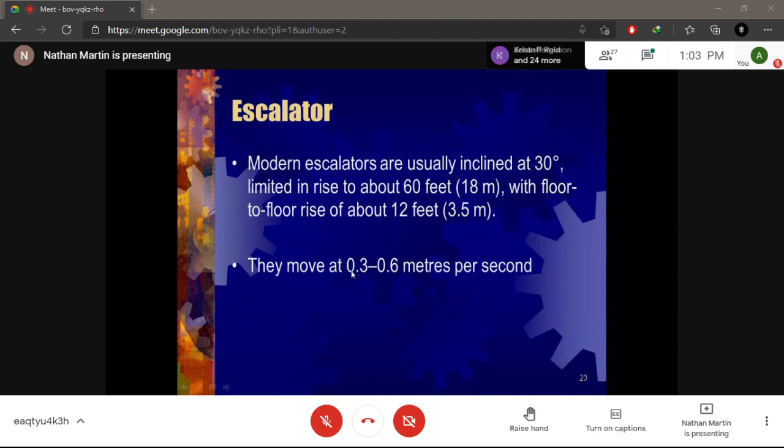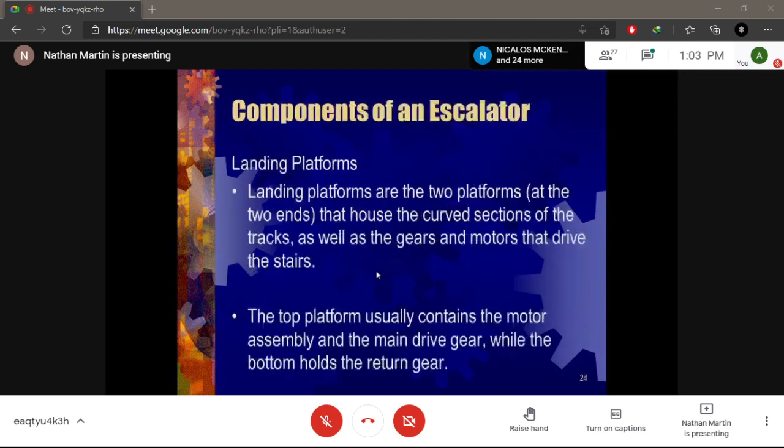They move at a speed of 0.3 to 0.6 meters per second, right? So they move really slow, right? And this is to allow persons to actually get on and get off of the escalator, right? Landing platforms, right? The components, landing platforms are the two platforms at the two ends, right?